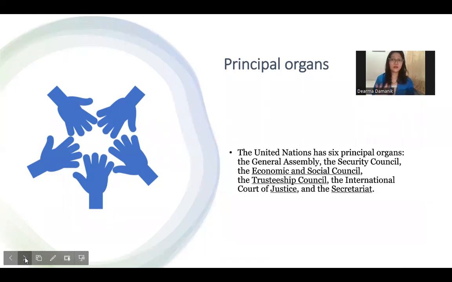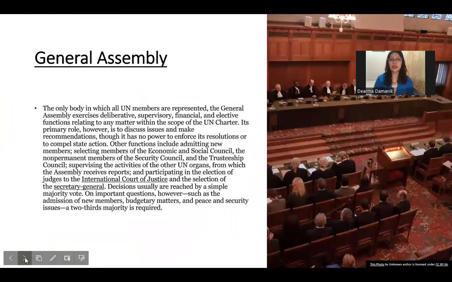Plus, we'll talk about the General Assembly, the only body in which all UN members are represented. The General Assembly exercises deliberative, supervisory, financial, and elective functions related to any matter within the scope of the UN Charter. Its primary role, however, is to discuss issues and make recommendations, though it has no power to enforce its resolutions or take compulsory actions.